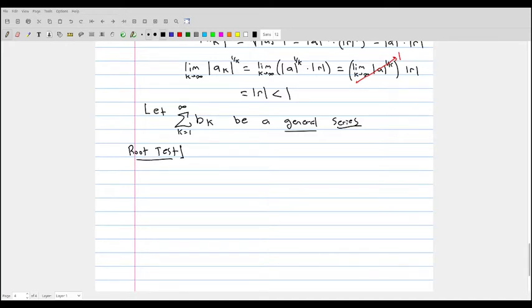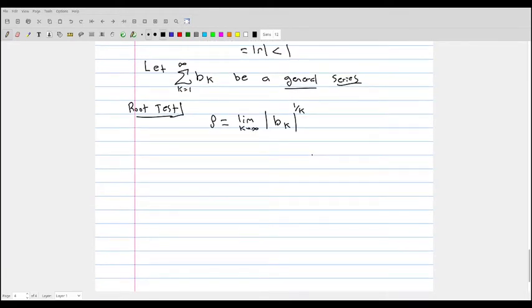So we consider the limit, call it rho again. So rho is the limit as k goes to infinity of the absolute value of the kth term of this unknown series, and it's the kth root of that. So the absolute value of bk to the 1 over k. And just like the ratio test, we have 3 possible statements. The first is that if rho is strictly less than 1, then the series converges absolutely.